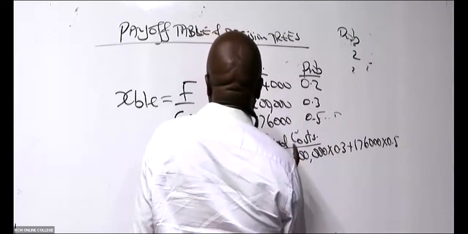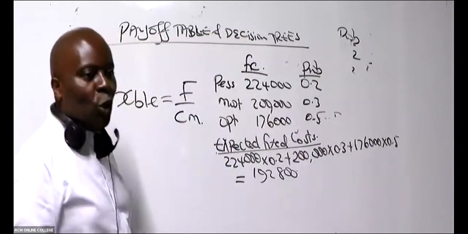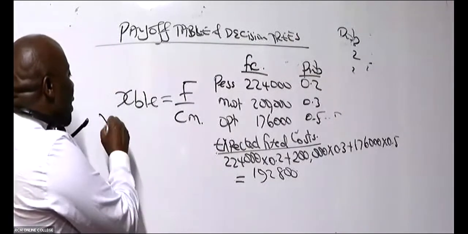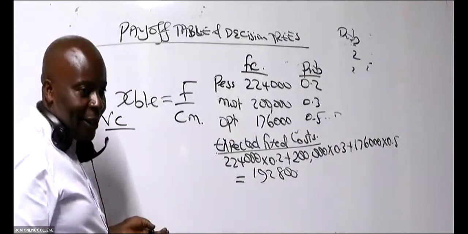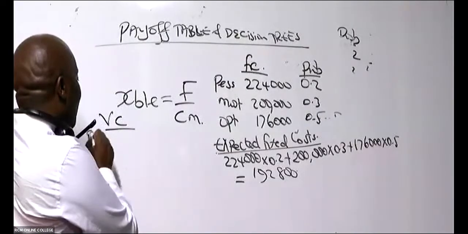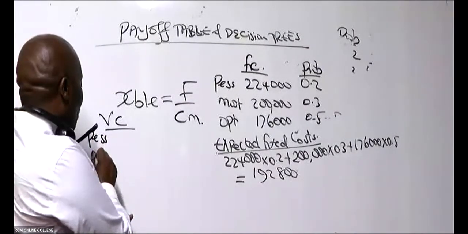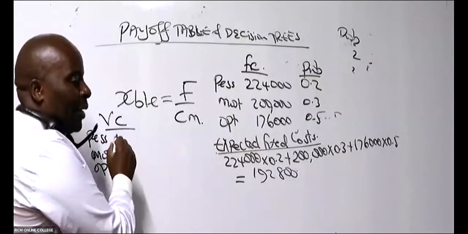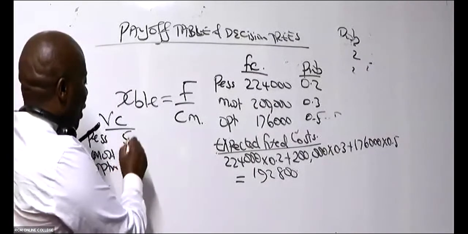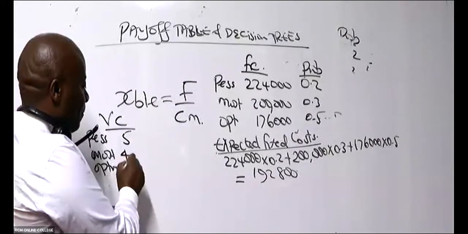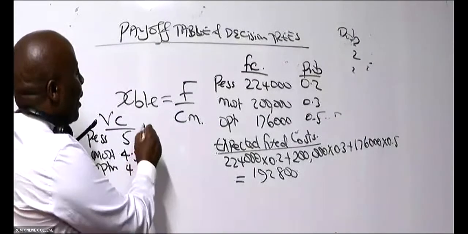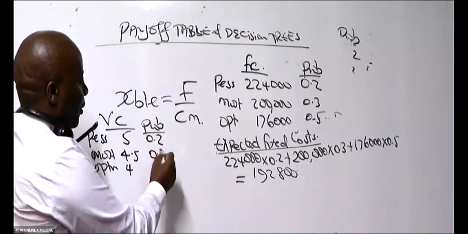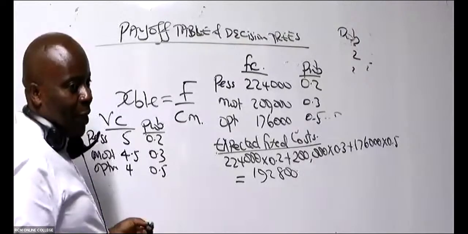Now, for me to be able to get a contribution margin, we need variable cost. And even this variable cost, we're not so sure which variable cost will happen. There are three possibilities under the three states: pessimistic, most likely, then optimistic. What was the pessimistic variable cost? 5. How about most likely? Then lastly, fortunately, we know the probabilities: 0.2, 0.3, and then 0.5.